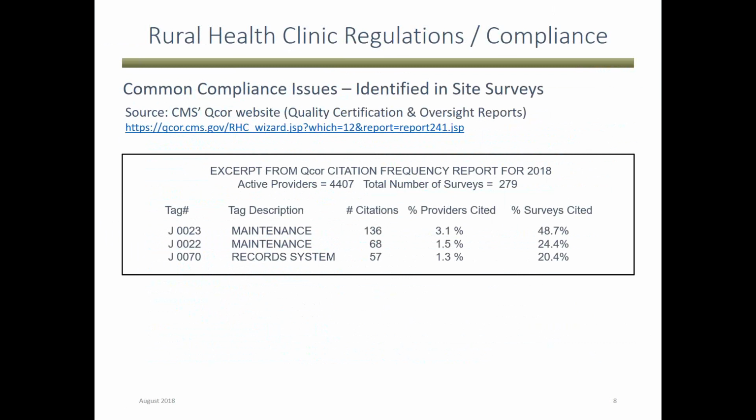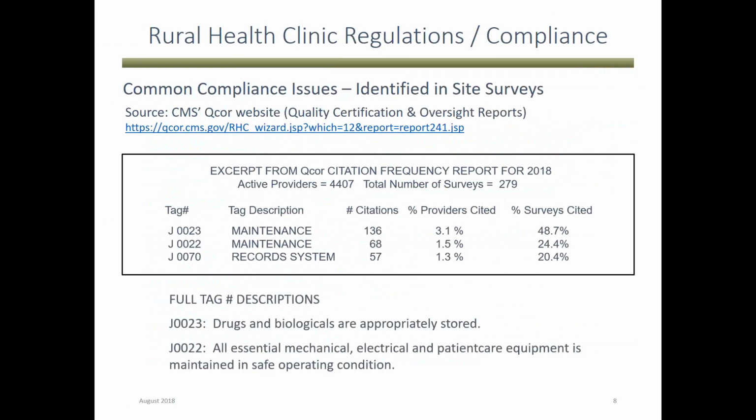So let's take a look at this in a bit more depth. These are the full tag number descriptions. J0023 is drugs and biologicals are appropriately stored. Now, in this webinar, it's not our intent to tell you what is appropriate storage of drugs and biologicals, but it is important to know that almost half of those surveyed were cited for, if you will, inappropriately storing drugs and biologicals. This may have to do with ready access.